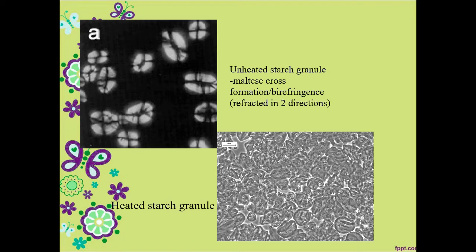So these two figures here, the first figure shows the unheated starch granule. Under a polarized microscope, we can see it has this cross formation, something like a Maltese cross formation here, as you can see. This we call birefringence, which means the light is refracted in two directions. The light is refracted in one direction here, another one here, and another one here. That's why you observe this Maltese cross formation under a polarized microscope. This is what we call birefringence.